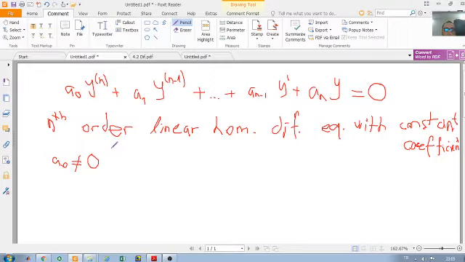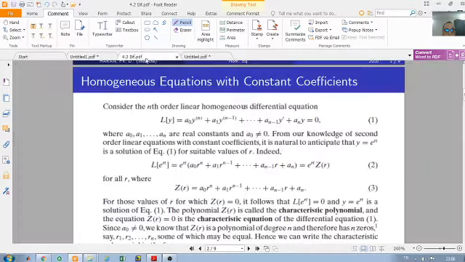You know, for a second order linear homogeneous differential equation with constant coefficients, we find the characteristic equation first, and then after finding the roots of the characteristic equation, according to the type of the roots, it can be two different real roots, or complex roots, or equal roots. So similarly, to find the general solution of this equation, we will follow a similar idea.